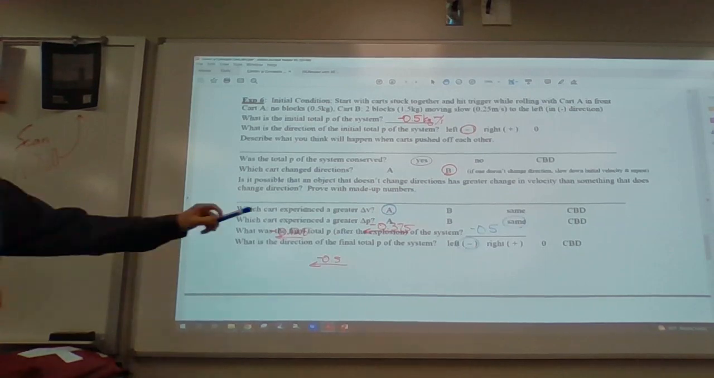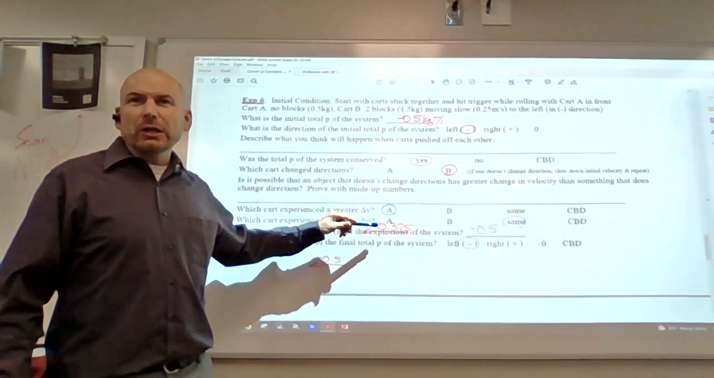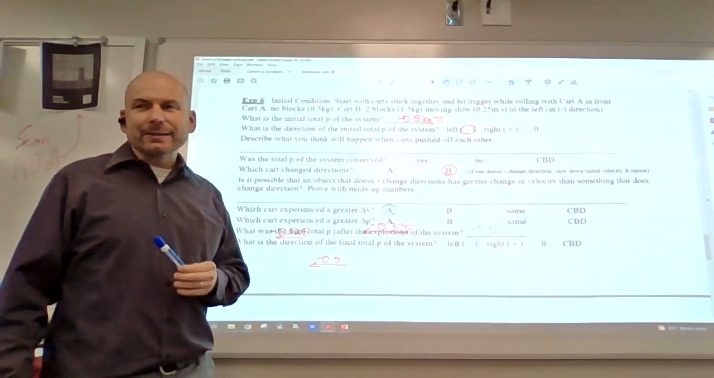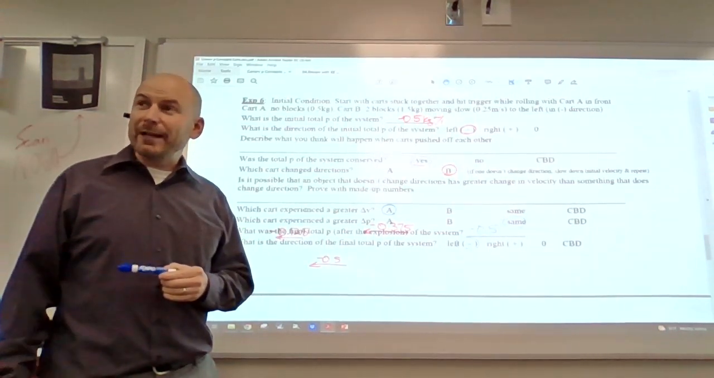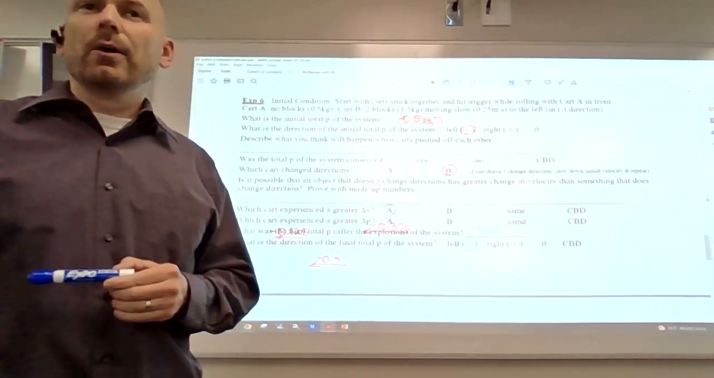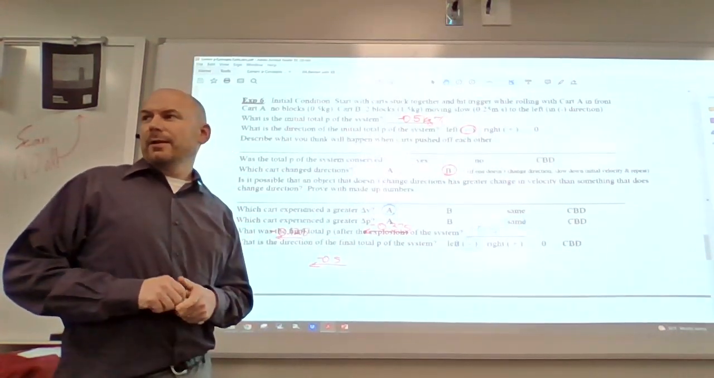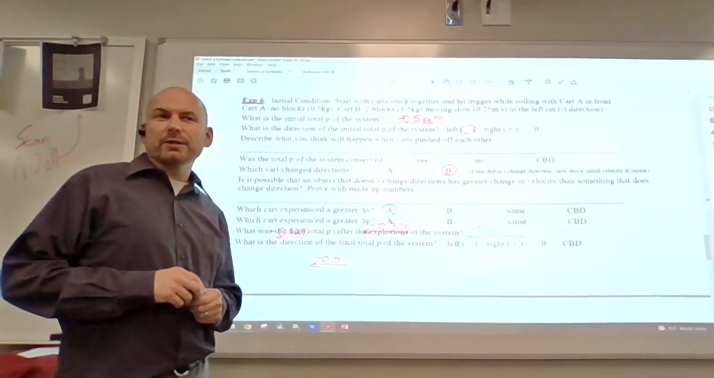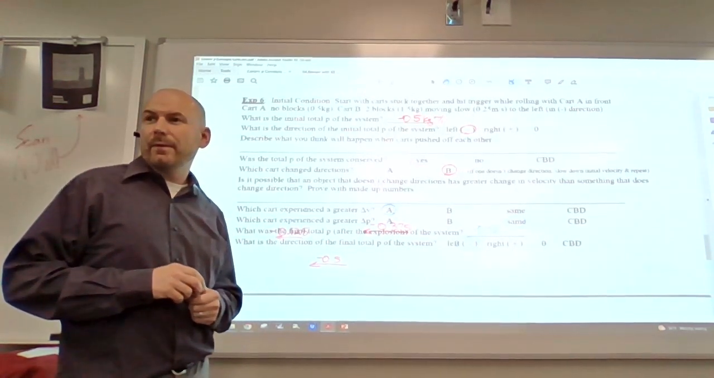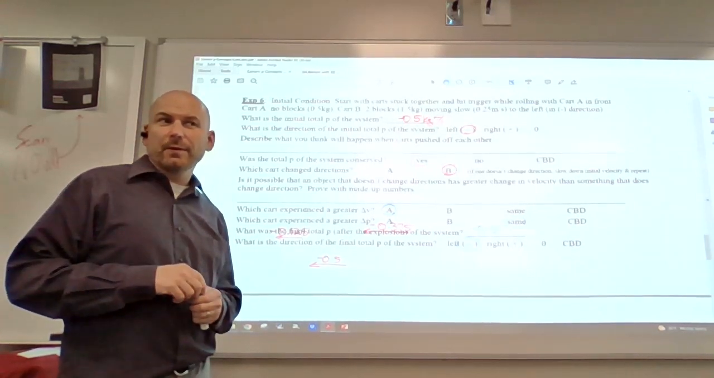Who has a definitive way of knowing why A has a greater change in velocity? There's a way that you can know beyond a shadow of a doubt, and it's not just by looking at it and going, wow, that's going faster. How did I know confidently that A had a greater change in velocity? Andrew. Sophie.